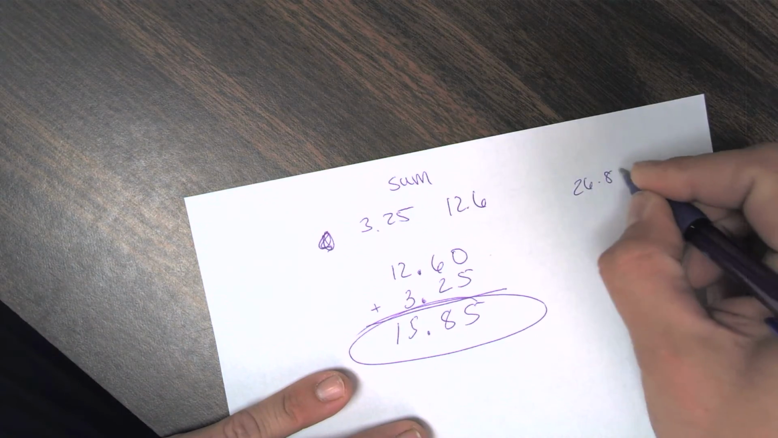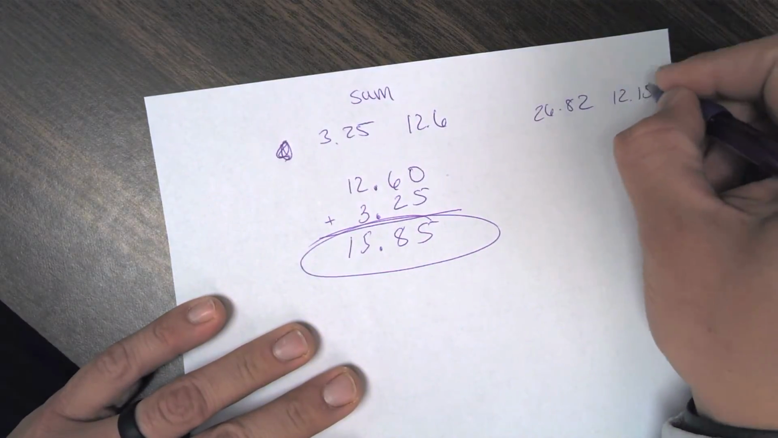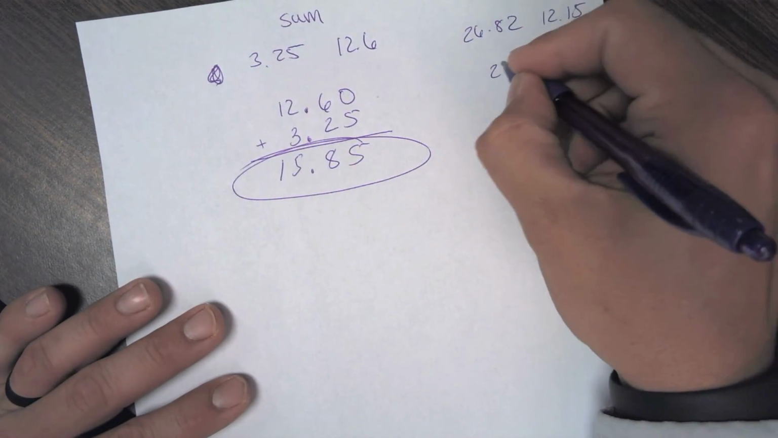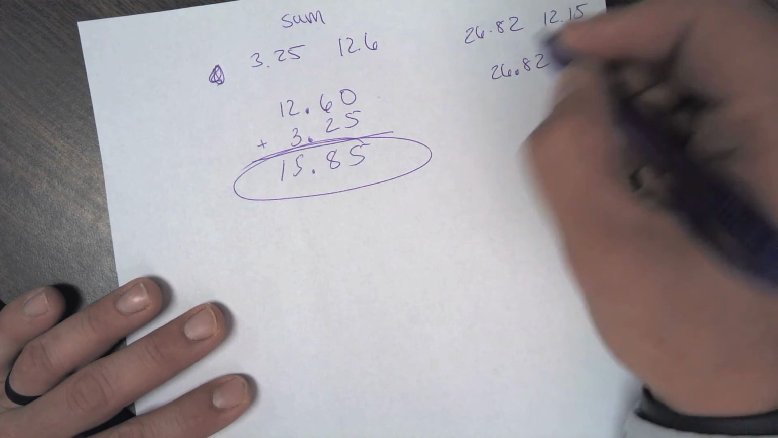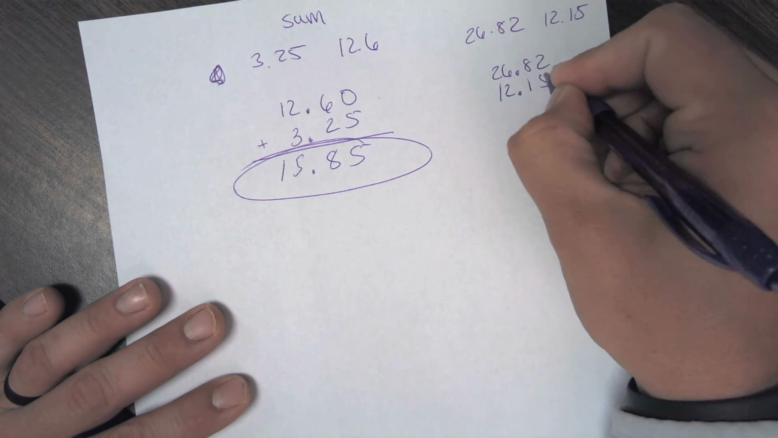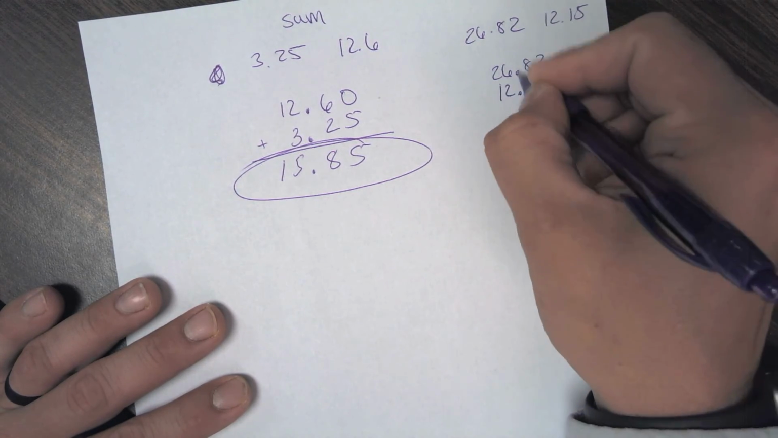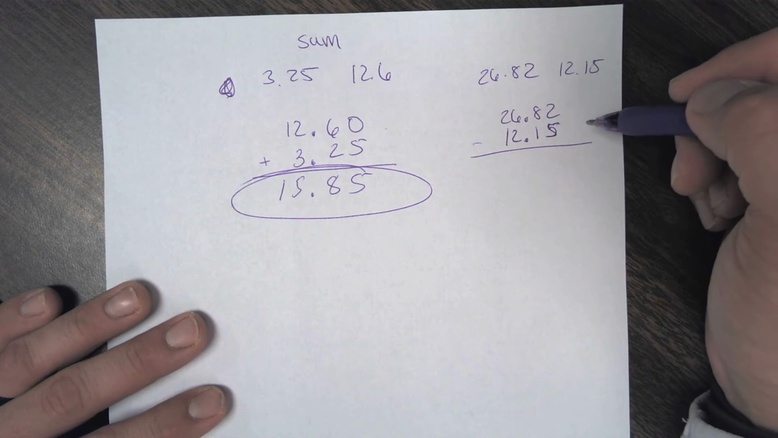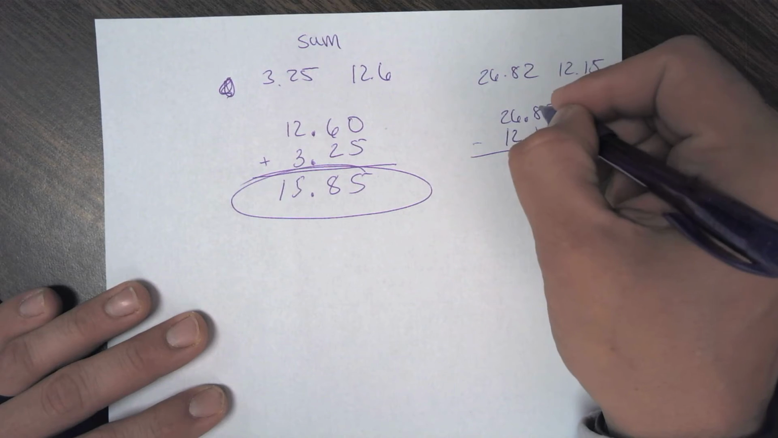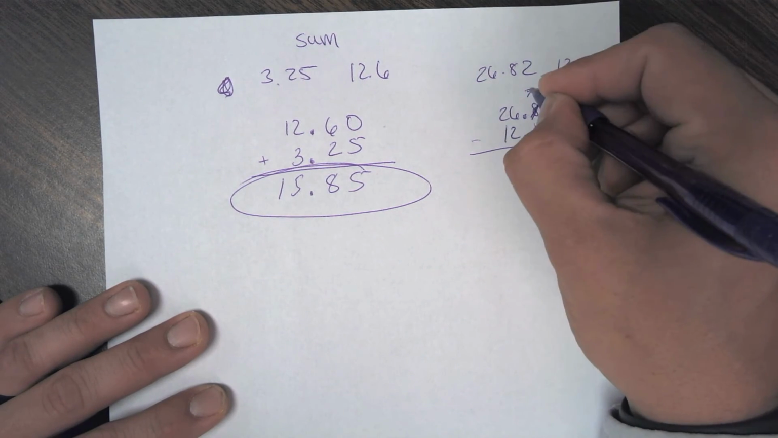Okay, so if I see subtraction, so difference. So 26 and 82 hundredths and 12 and 15 hundredths. Okay, so 26 and 82 hundredths goes on top. My decimal's right there. 12 and 15 hundredths goes below it. Okay, I lined my decimals up. Now I subtract. Well, 2 minus 5 I can't do, so I have to borrow. I have to borrow from that 8. So that becomes a 7.